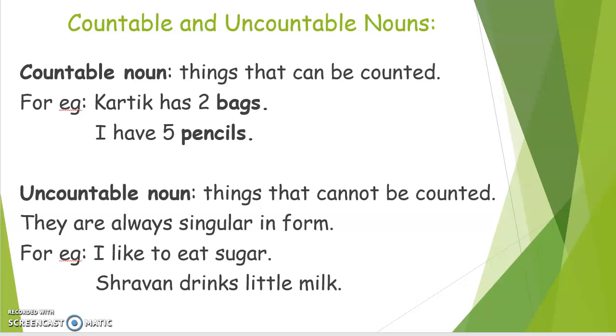I like to eat sugar. Okay, it is clear that I like sugar. But is that clear that how much sugar I can eat? No, it is not clear. We cannot count that. Okay, let's see one more example. Shravan drinks little milk. Okay, we are clear that Shravan is drinking milk. But are we clear that how much milk is Shravan drinking? No, we are not clear. This simply means this is uncountable noun.